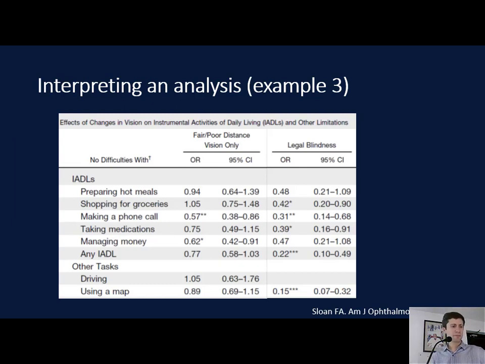So what we have here, this is not a study I was involved in, but it's the effect of changes in vision on activity limitations. So we wanted to know, or they wanted to know, I should say, these are the outcomes actually listed here, and they wanted to know for fair or poor vision, or for, over here, legal blindness, what happened with disability. And so what test would we perhaps use here?